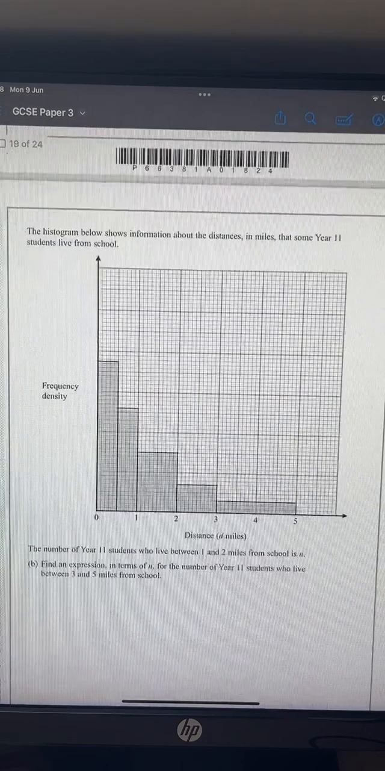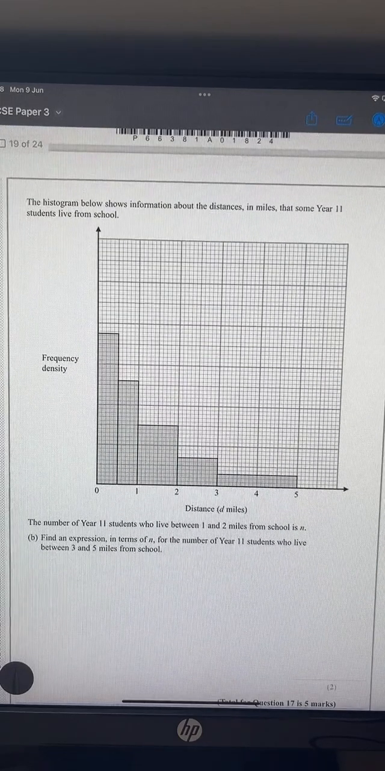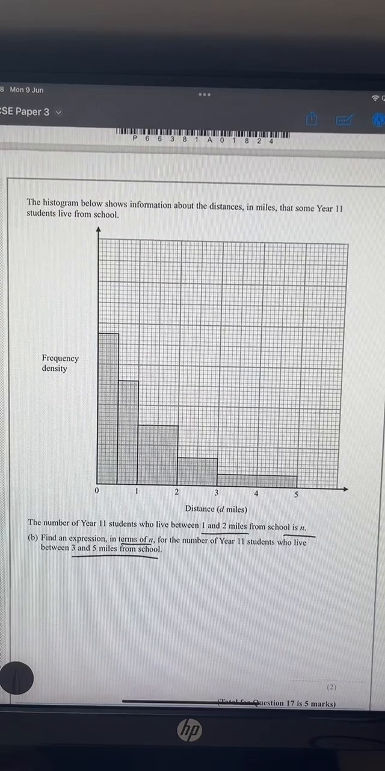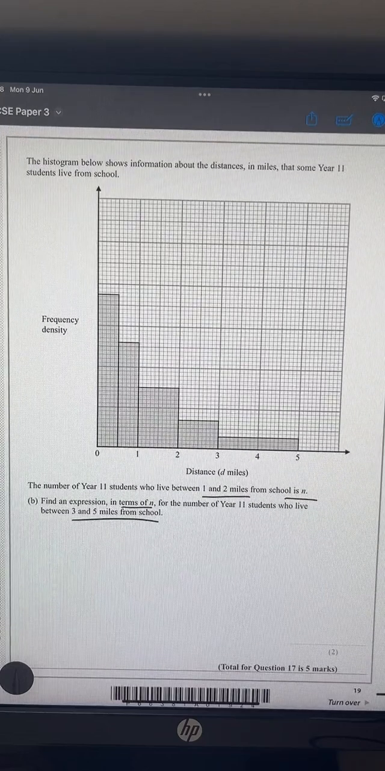Okay, cool. Part B, I see another histogram. This is information this time on year 11 students, which most of you guys probably are in. Frequency densities are given there, and I haven't been given a labeled axis, which is delightful. The number of year 11 students who live between 1 and 2 miles from school is n. Find an expression in terms of n for the number of year 11 students who live between 3 and 5 miles. So this one, you have to use algebraic relationships and label this graph thoroughly, okay?